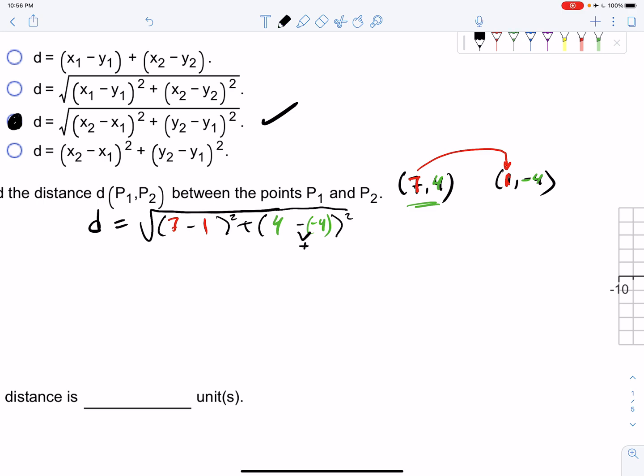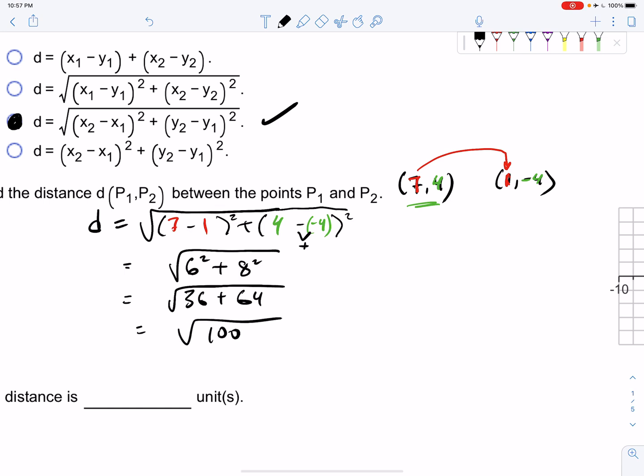All right, well now let's simplify a little bit further. 7 minus 1 gives us 6, and that's squared. Plus 4 plus 4. 4 plus 4 is 8, and that is being squared. And then 6 squared is 36. 8 squared is 64. And then we sum that up. 36 plus 64 is 100. And you know that the square root of 100 is 10. So the answer is the distance is 10.